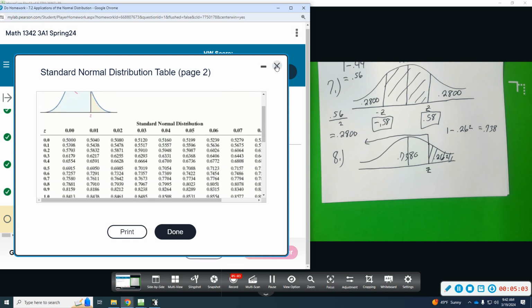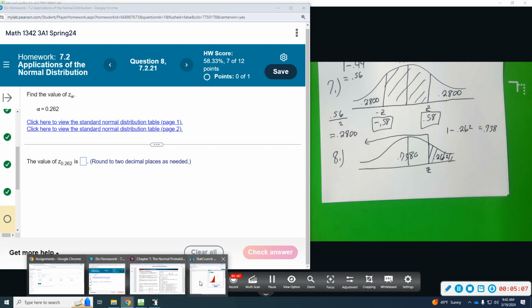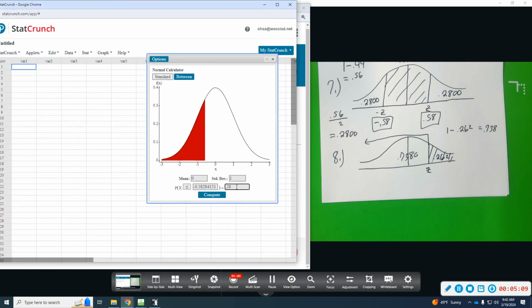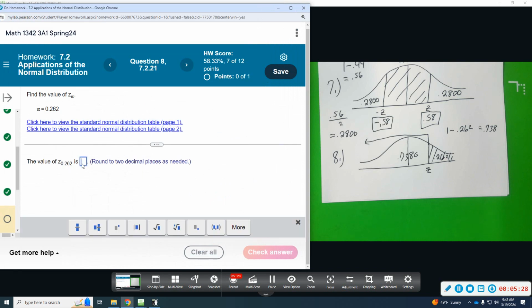Okay, now if I use StatCrunch and I want the area to the right to be 0.262, so let's change this to 0.262. You should still get rounded 0.637. When you round it to 2, you get 0.64. So same thing, 0.64 is the z value, rounded to 2 decimal places.